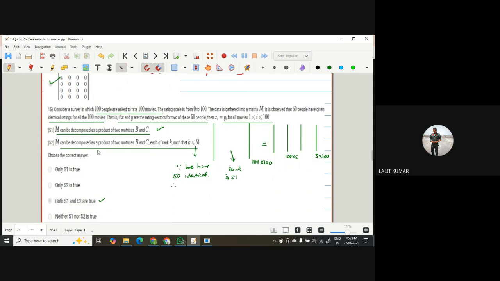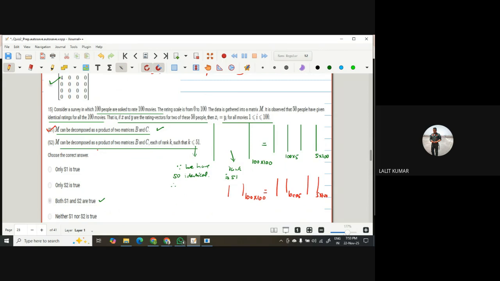Next question is, consider a survey in which 100 people are asked to rate 100 movies. The rating scale is from 0 to 100. The data is gathered into a matrix M. It is observed that 50 people have given identical ratings for all the 100 movies. If X and Y are the rating vectors of these 50 people, then Xi is equal to Yi for all movies. Now, M can be decomposed as a product of two matrices B and C. We know that it can be done because 100 by 100 can be broken down into 100 by 51 and 51 by 100, and we will get that. So this is a correct answer.